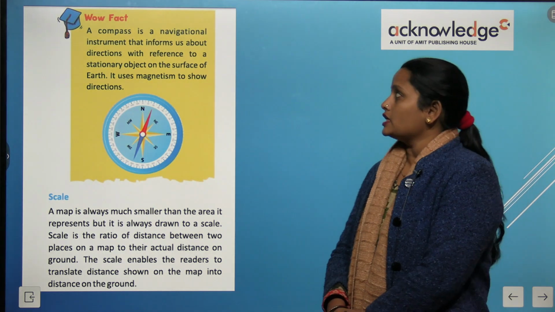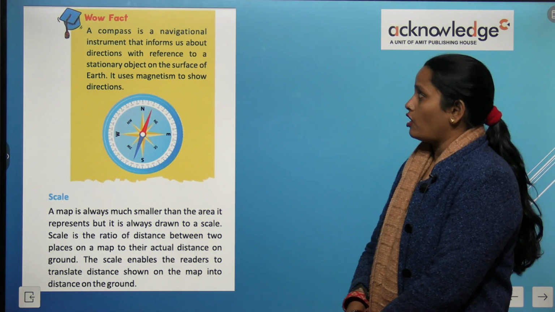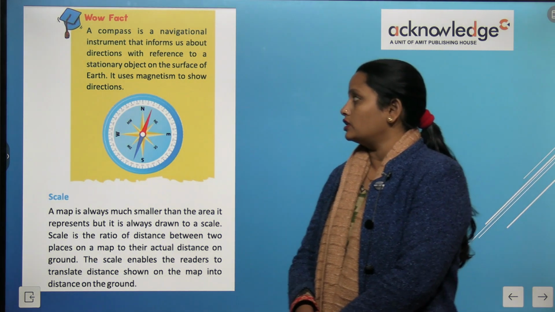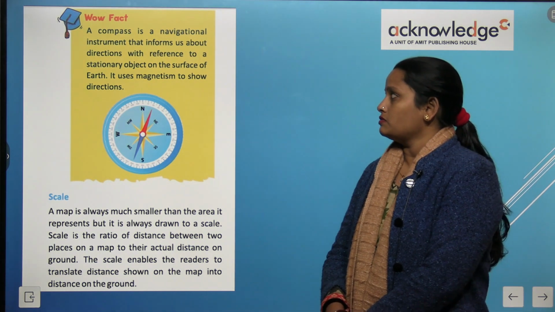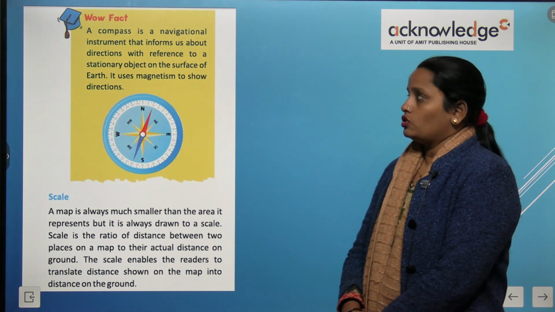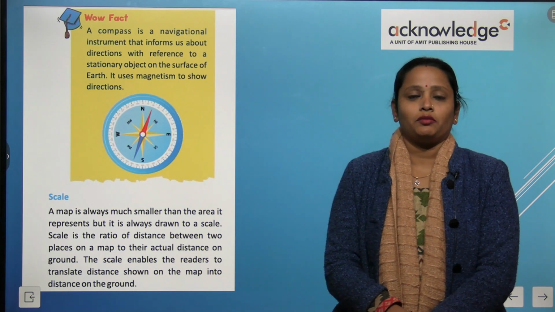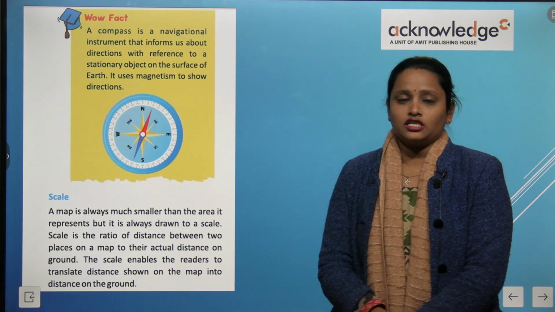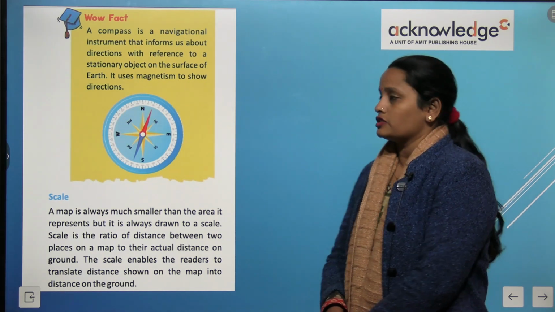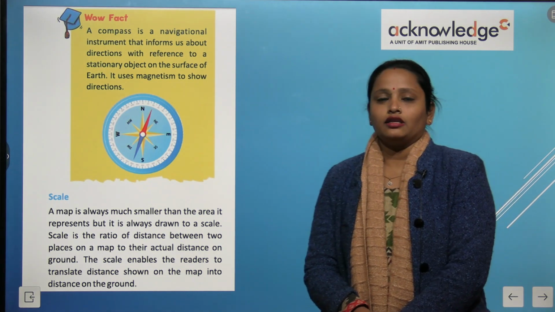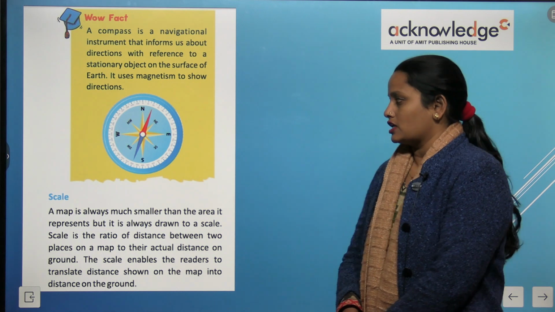A compass is a navigational instrument that informs us about directions with reference to a stationary object on the surface of the earth. It uses magnetism to show direction. So ये compass है जो हमें directions के बारे में बताता है और ये किस principle पे चलता है? Magnetism के principle पे चलता है. It uses this principle and because of this it shows us the directions.